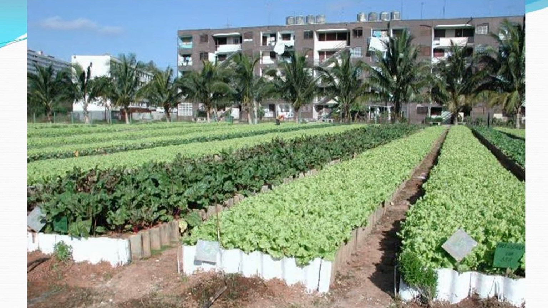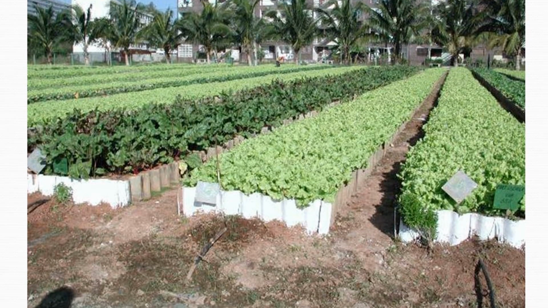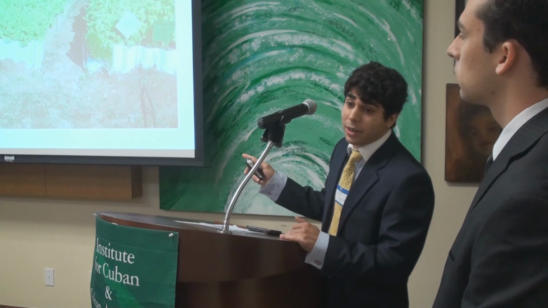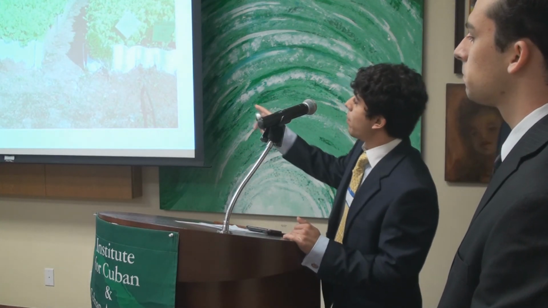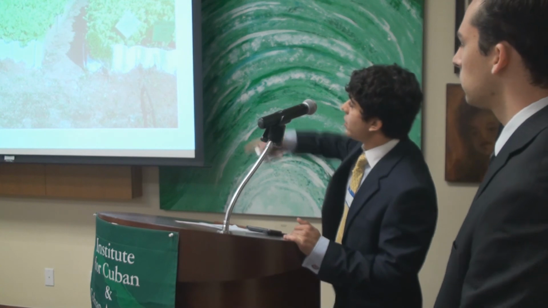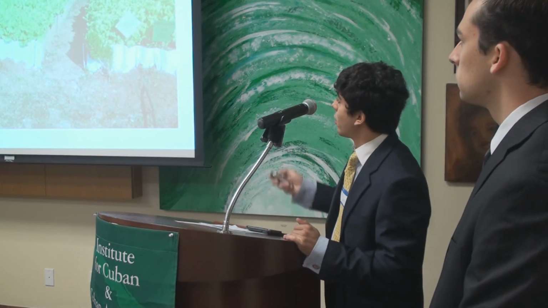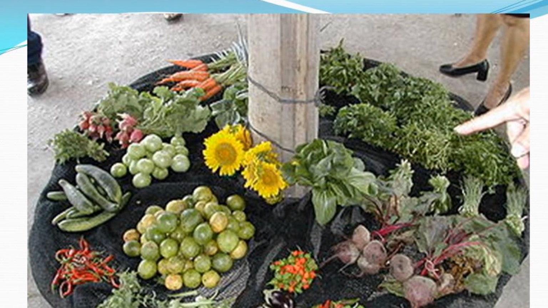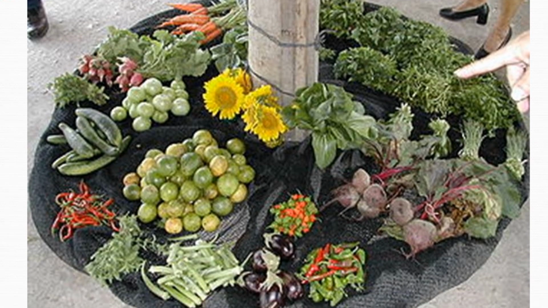Now, this is what a modern Organoponico looks like in the center of Havana. This is actually the Vivero a la Mar Organoponico. And as you can see, these raised beds are far, far longer. And these are some of the vegetables that you can produce using some of these raised beds.